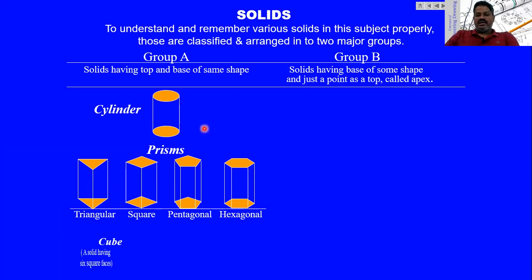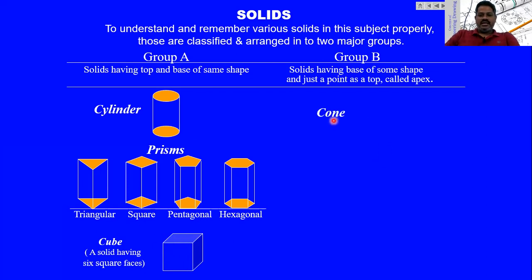Similarly, you can also take the cube. All the sides are equal. A solid having 6 square faces which are equal in its dimensions is called a cube.